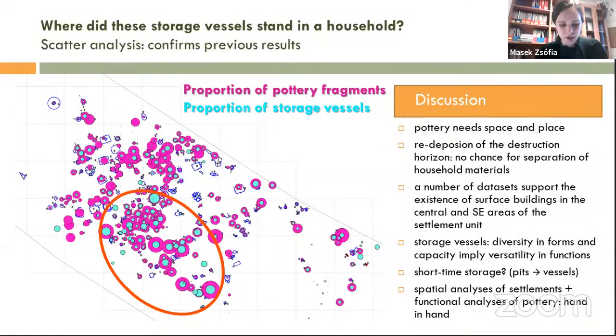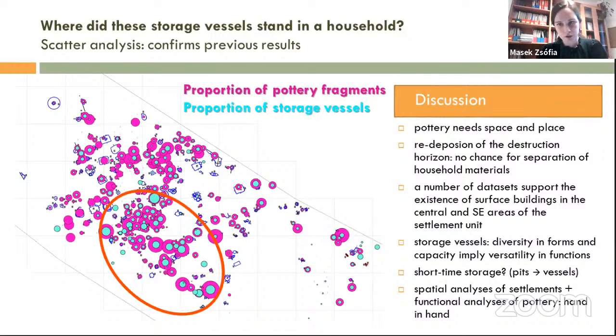In the last slide, you can see the scatter pattern of the storage vessels on the settlement. We can see that they densify in the central and southeastern part of the settlement. Their number is smaller nearby the sunken floor buildings on the west side. So I think that this map also confirms the previous results about the existence of surface buildings.